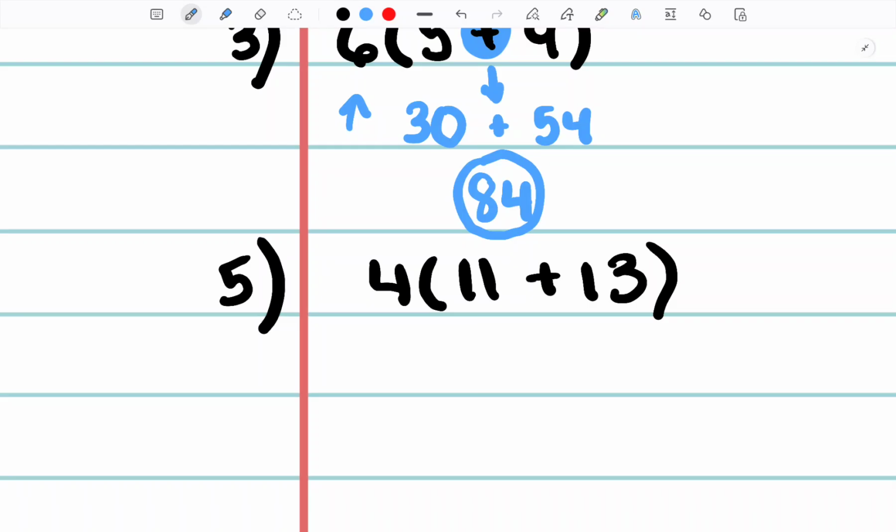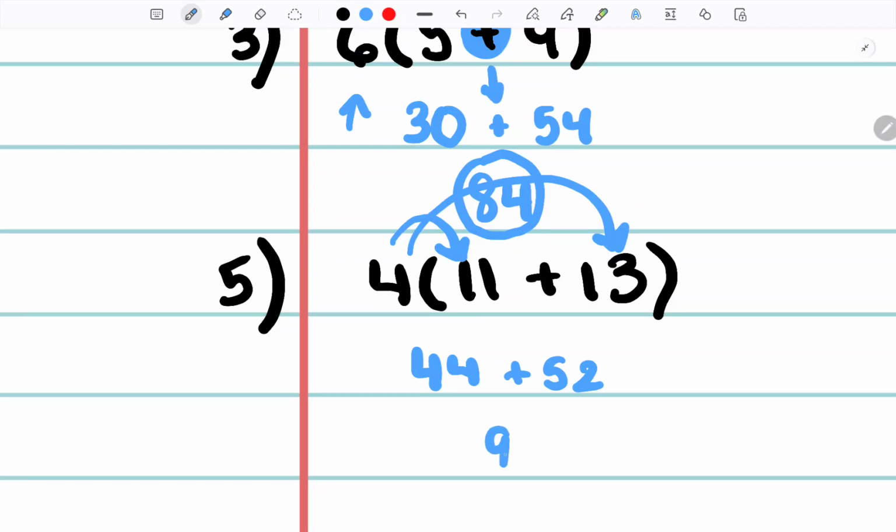I'll let you do the problem first, and then I'll go ahead and solve it. Okay, 4 times 11 is 44. And then 4 times 13, or positive 13, is 52. So you can get 52 plus 44, and that gives you 96. 96 should be your final answer for this problem.